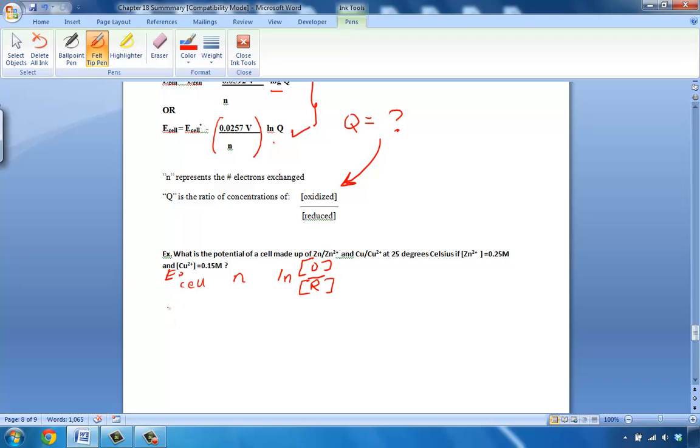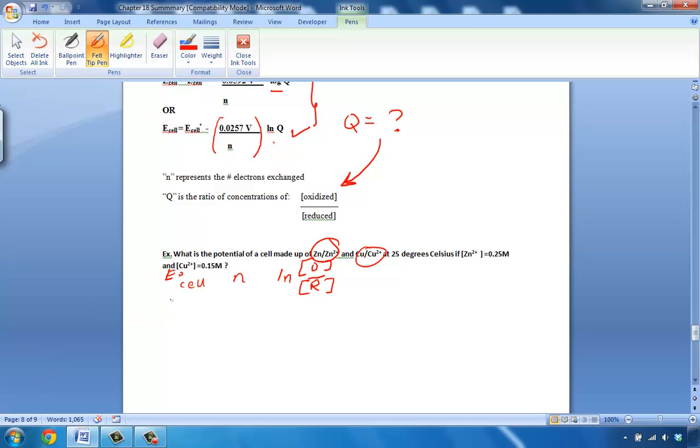They would like to know what the potential of the cell is that is composed of zinc and copper at 25 degrees Celsius if the zinc concentration is 0.25 molar and the copper is 1.5 molar. So the first sign that this is going to use the Nernst equation is that we have varying concentrations. They are not standard values. They are straying from the 1 molar standard values.